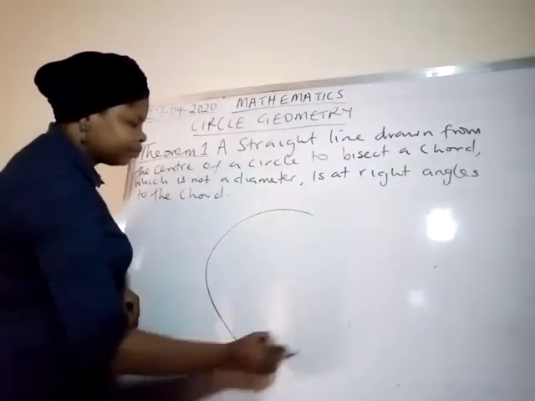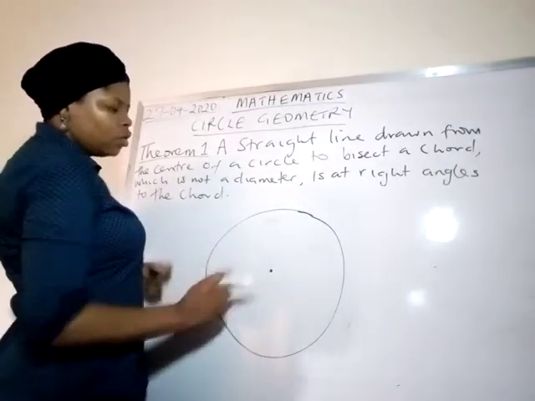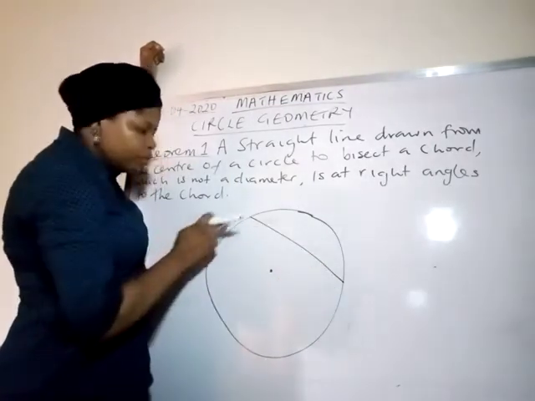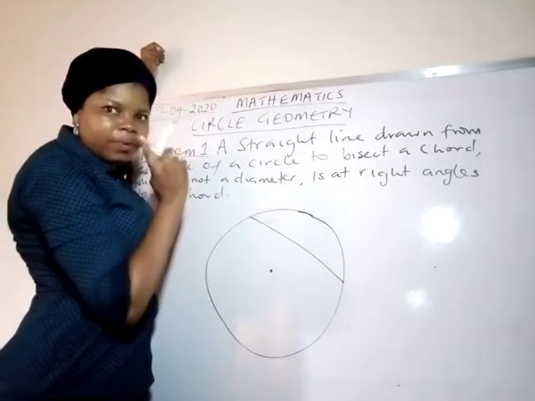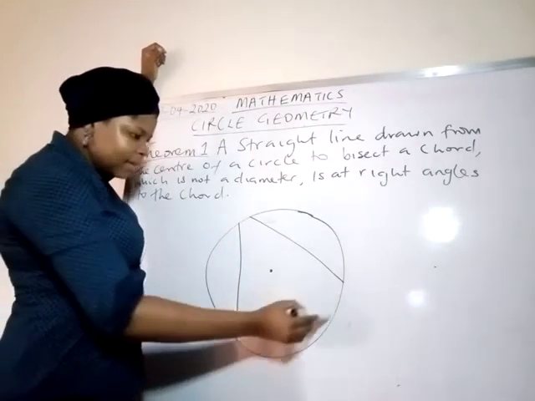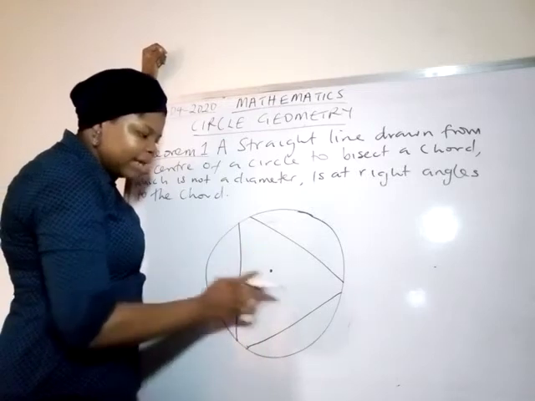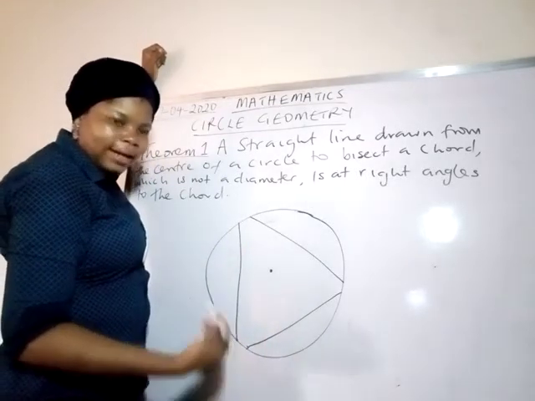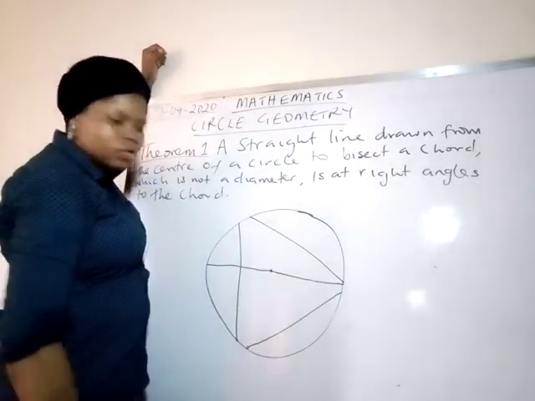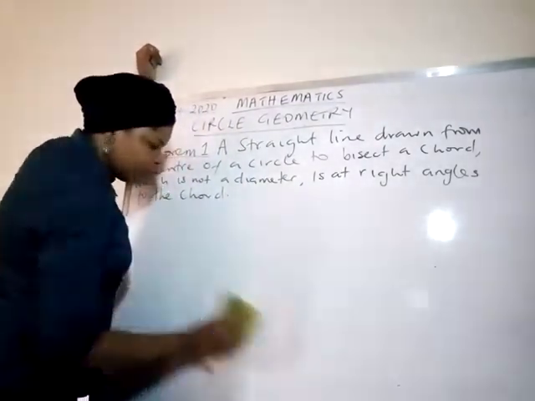Let's say this is our circle. This is the center of a circle. Don't forget, your chord can be anywhere. I can decide to have my chord here, so far it's touching 2 points on the circumference of a circle. I can decide to have my own chord like this, or like this. You can see all these 3 chords I have here, they are not diameter. What do we mean by a chord that is a diameter? It is the one that passes through the center of the circle. You get that now?